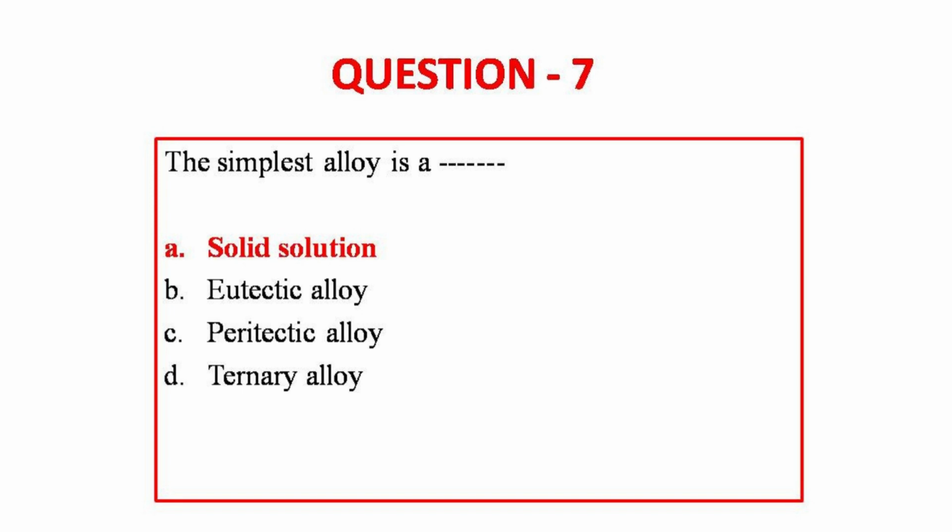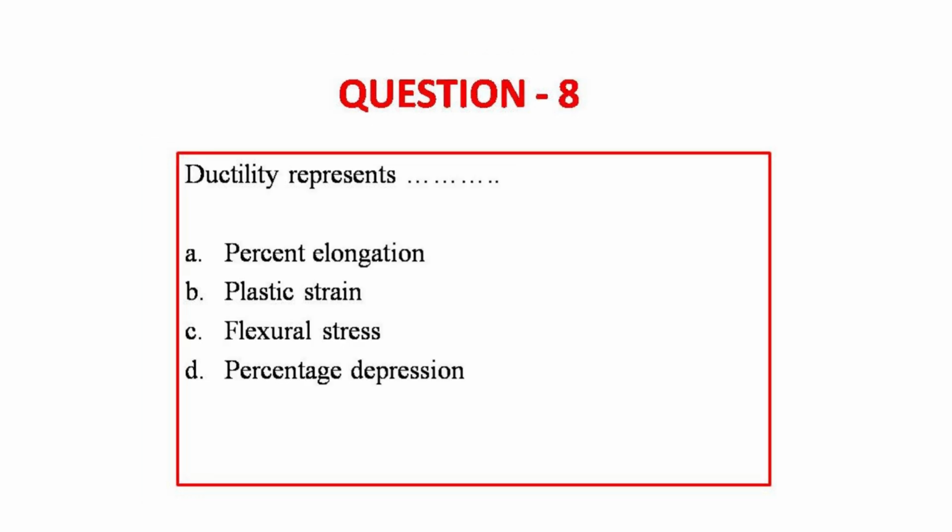So, why is a solid solution called the simplest alloy? See, only in a solid solution, the atoms of two metals are located in the same crystal structure, maybe like a face-centered cubic or a body-centered cubic, or also as a hexagonal close packed. So, the simplest alloy is a solid solution in which the atoms of two metals are located in the same crystal structure, such as a face-centered cubic, body-centered cubic, and hexagonal close packed. Moving on to question number 8.